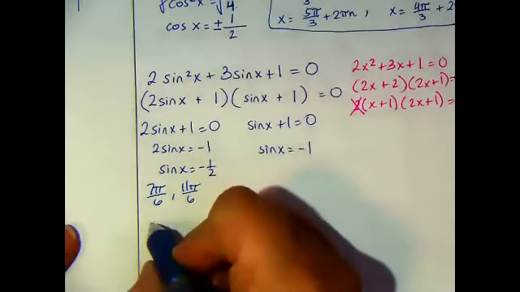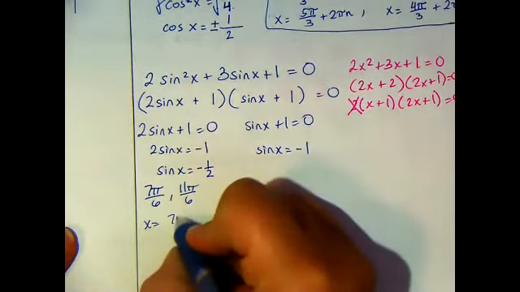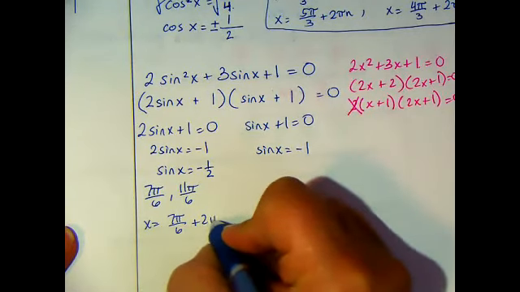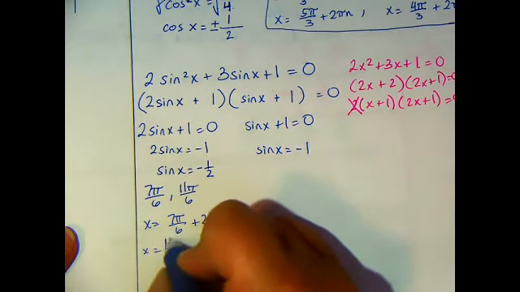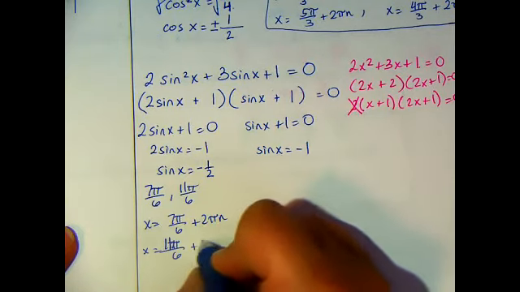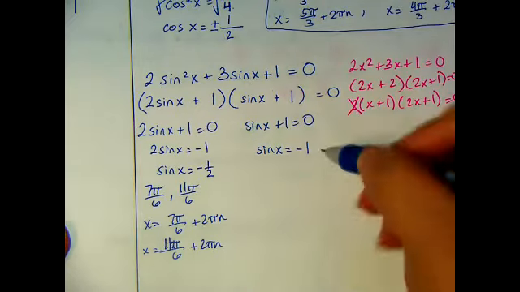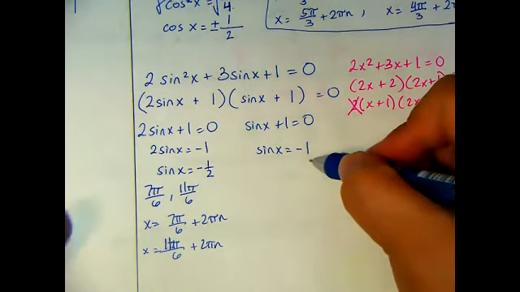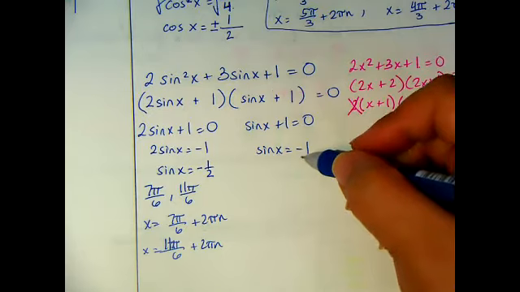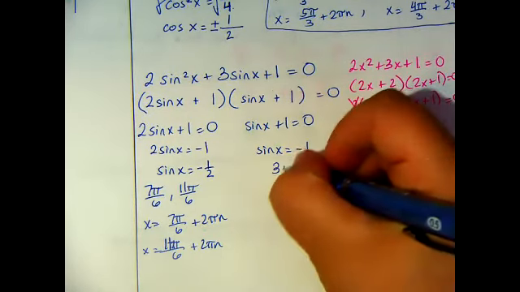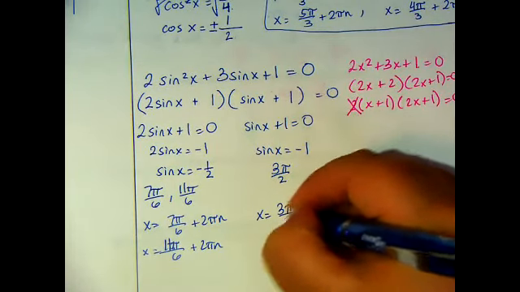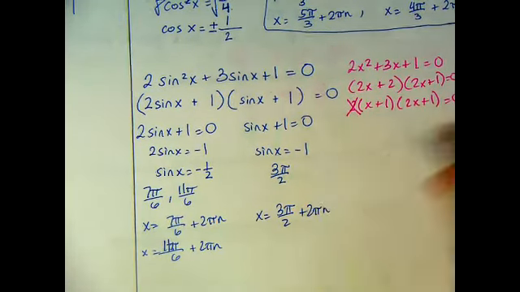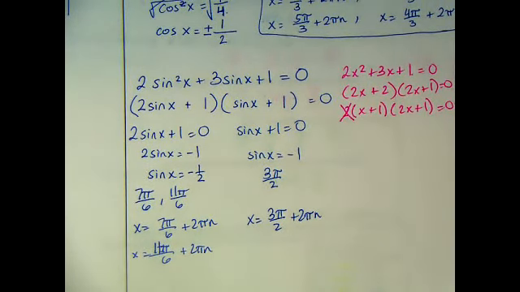right? So we're talking about sine, so that's going to be 2 pi n. So 11 pi over 6 plus 2 pi n. And then sine is -1 only in one place. Sine is -1 only at 3 pi over 2. So that means x is equal to 3 pi over 2 plus 2 pi n. Okay.